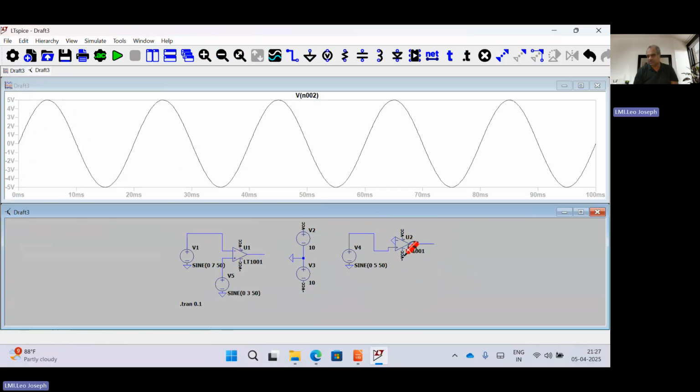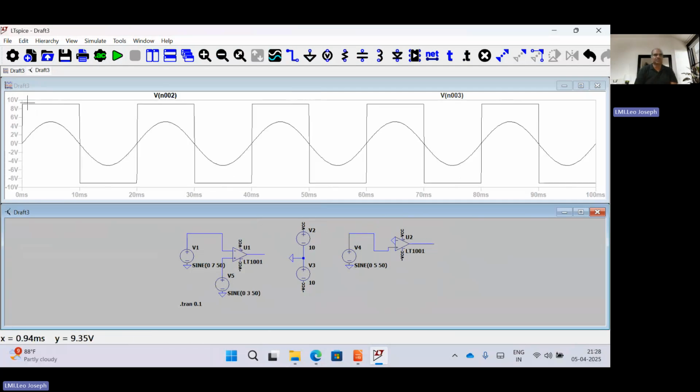What is the expectation now? You can tell. +5 volt is connected to positive, so positive is the majority. So what will be the output? Plus V saturation. What will the plus V saturation point be? 10 volts, since the biasing voltage is 10. Okay, so we will click here. It will come. Right. So this is how the comparator works.